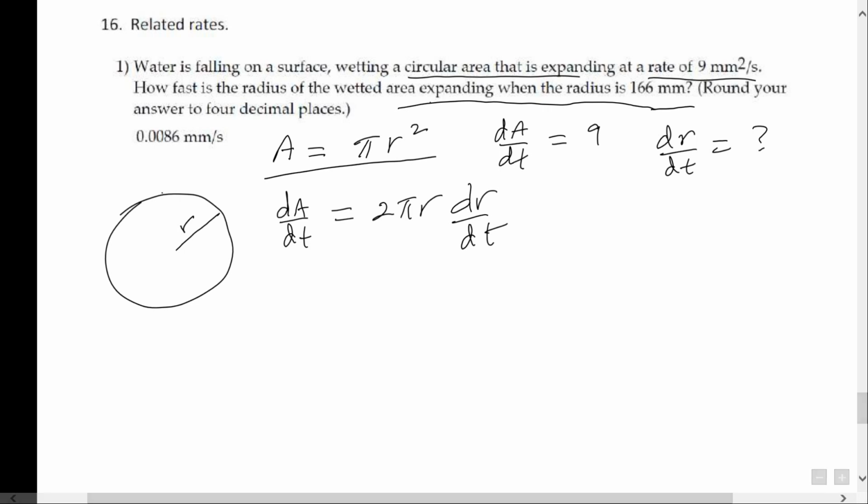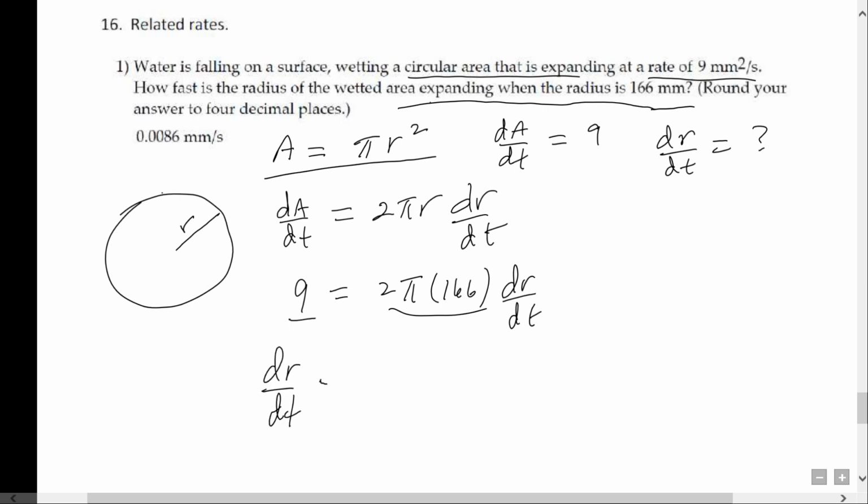Now, plugging into this, we know that dA dt is 9. We want to find out dr dt when the radius is 166 millimeters. So dr dt times 2 pi times 166 is 9. So dr dt is equal to 9 over 2 pi times 166, which happens to be 0.0086 millimeters per second.